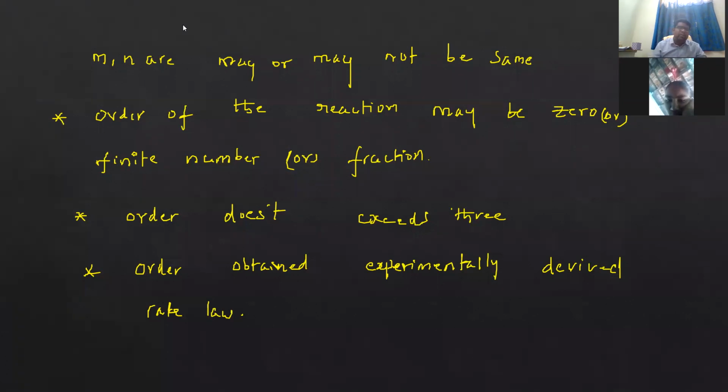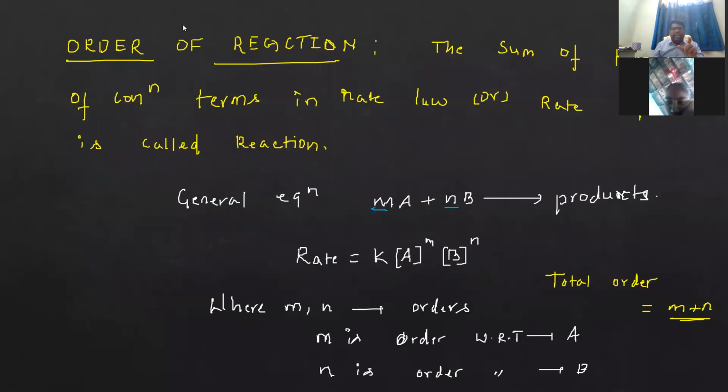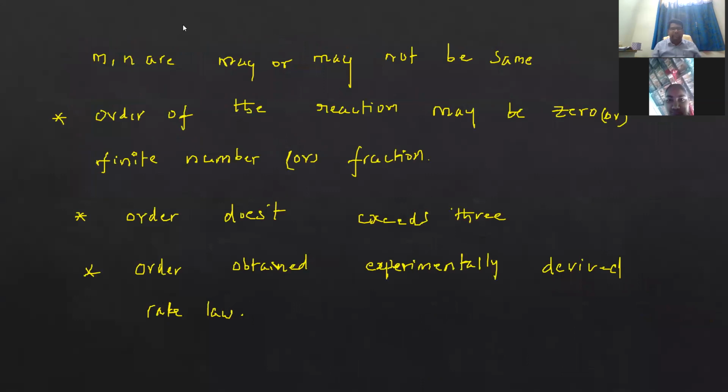So how do we obtain it? Here, rate equals K into concentration of A power M into concentration of B power N. Therefore, the order with respect to A is M and with respect to B is N. These M, N are not from the stoichiometric coefficients; that's why order is experimentally derived from the rate law. So this is the order of reaction.